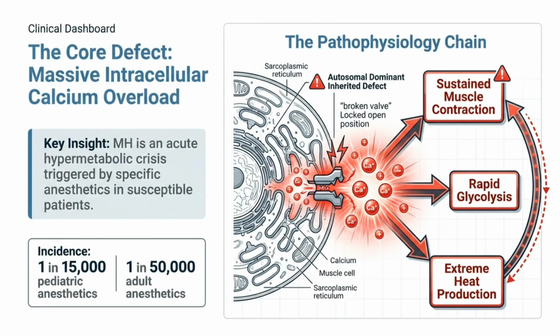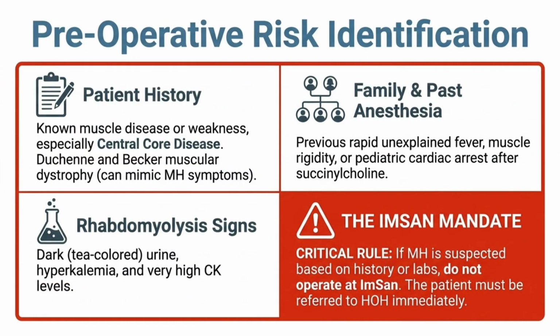Malignant hyperthermia, or MH, is an acute hypermetabolic crisis triggered by specific anesthetics in susceptible patients. It involves a massive intracellular calcium overload leading to muscle contraction and heat. Effective preoperative identification is vital. Screen for patient history, including central core disease or muscular dystrophy, and family history of anesthesia complications.